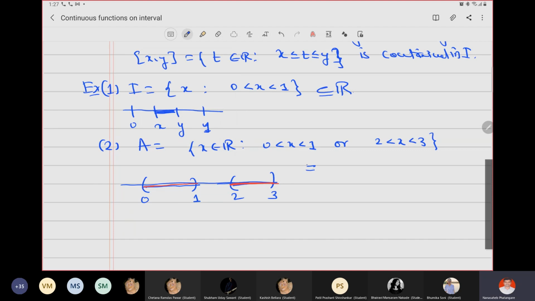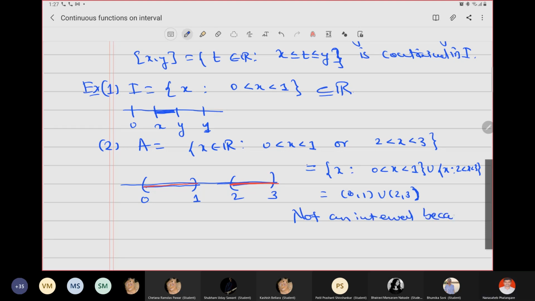So basically what is this? Those x for which 0 less than x less than 1, union those x for which 2 less than x less than 3. That means it is 0 to 1 union 2 to 3. So this is not an interval. This is a union of intervals, you can say. It is not an interval. Why? Because the definition of interval fails.